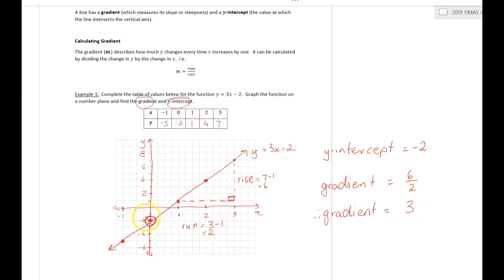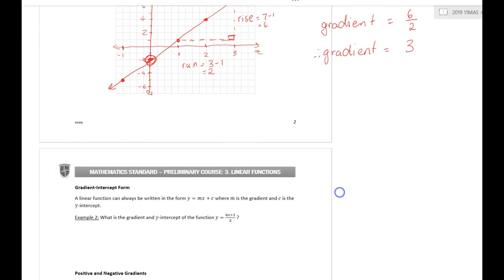Right, so my y-intercept is where I cross the vertical axis. It should have been right there at -2. And my gradient is the rise over run. Okay, very nice. We do have another example here. We'll move through it fairly quickly. Gradient intercept form.